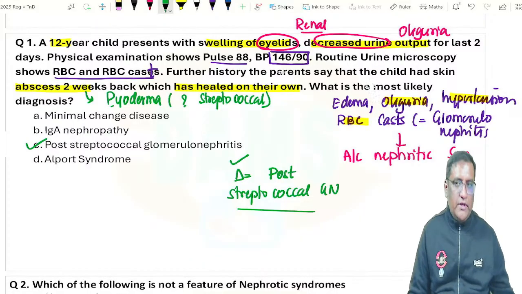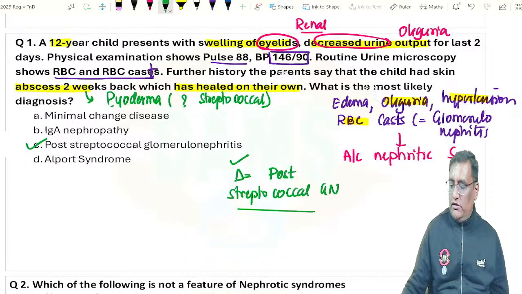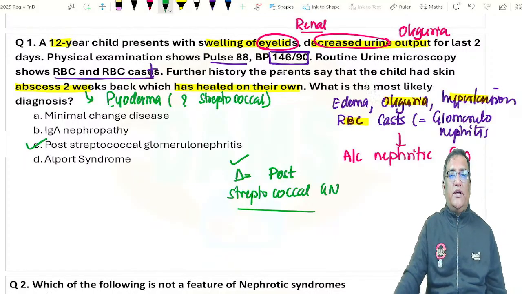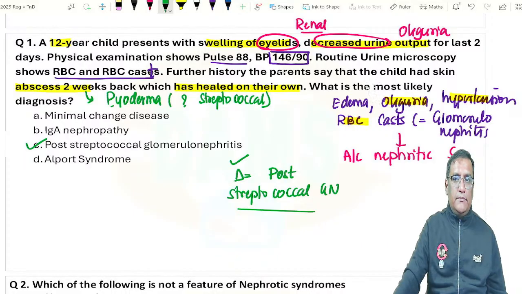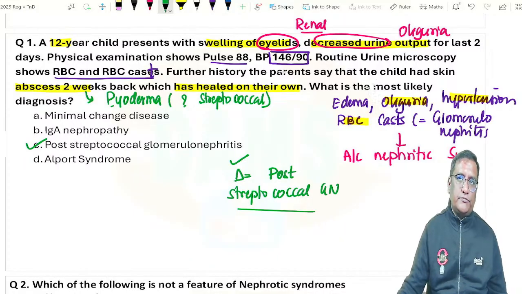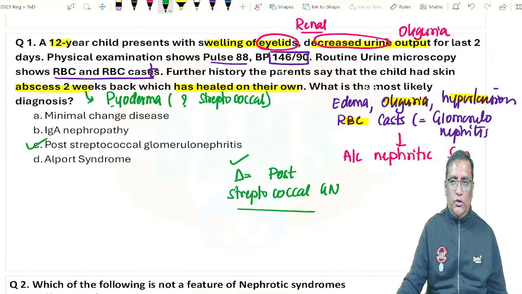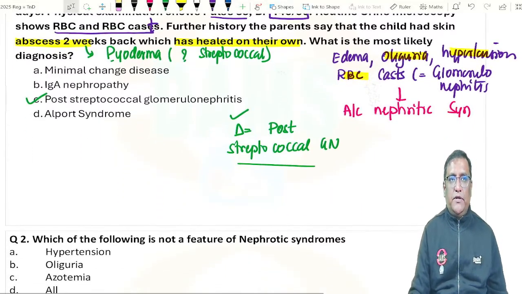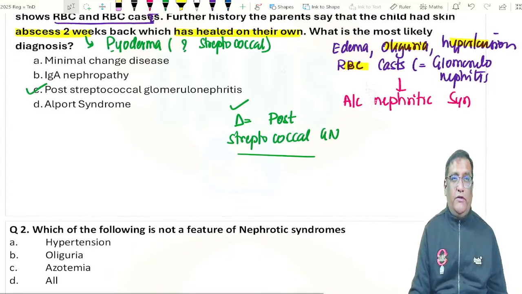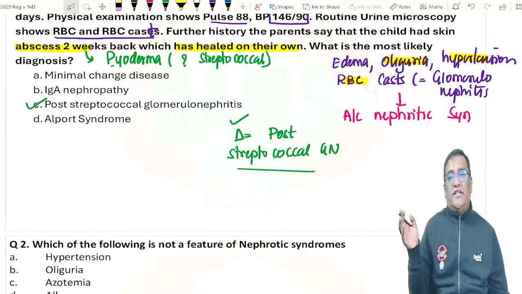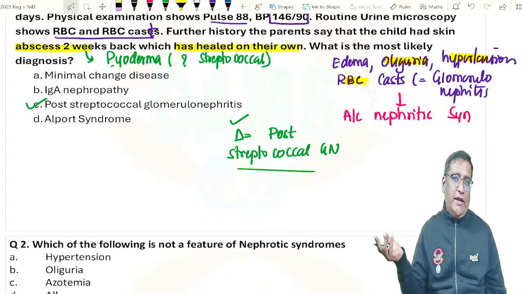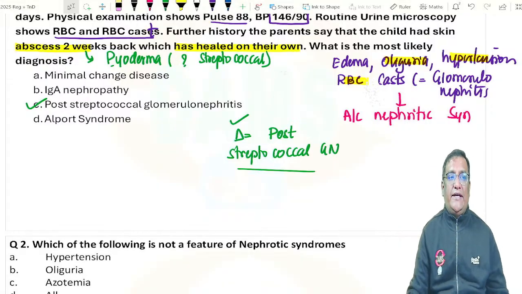Option C. So I hope all of you got this question now. Guys, please use the chat box and please respond to me. So I hope all of you got this. Okay. Yes. So this is your PSGN, post streptococcal glomerulonephritis, or post-infectious glomerulonephritis. In India, streptococcus is a common infection that causes it. In other places, it can be any other infection as well.